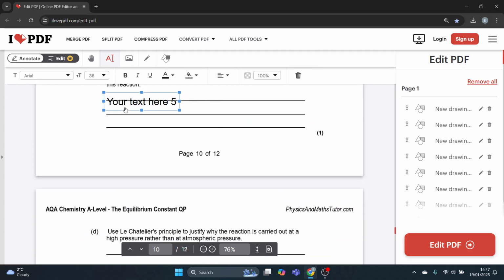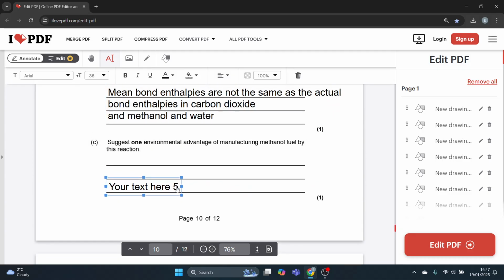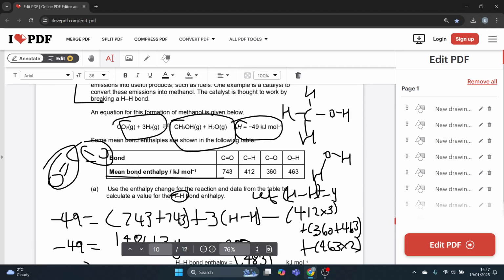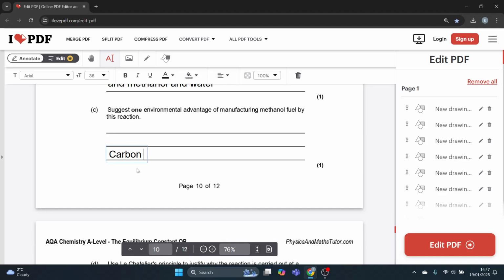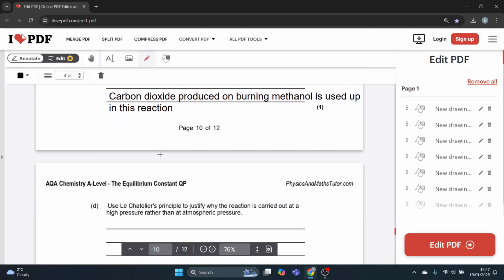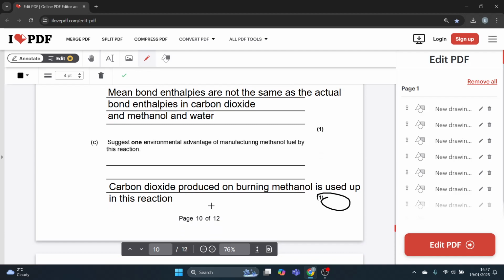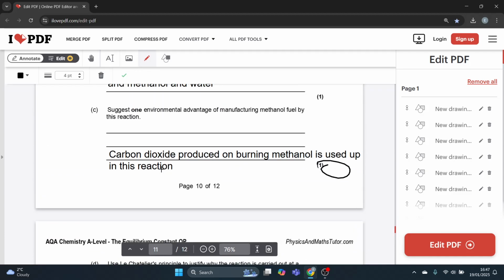Suggest one environmental advantage of manufacturing methanol fuel by this reaction. So one environmental advantage is that the carbon dioxide, clearly you can see, is used up. Carbon dioxide produced when burning methanol is used up in this reaction. Therefore, no contribution to the climate change. There's only one mark, so just say carbon dioxide produced is used up in this reaction of burning methanol.